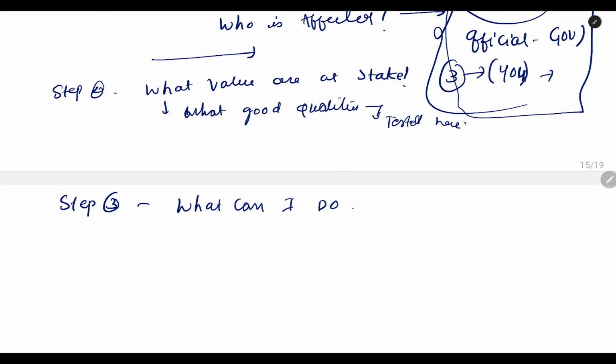That means first you have identified who is affected. Then you are identifying what values are conflicting. Then you are asking yourself what I can do. So a very important rule is every option must have a good and a bad.